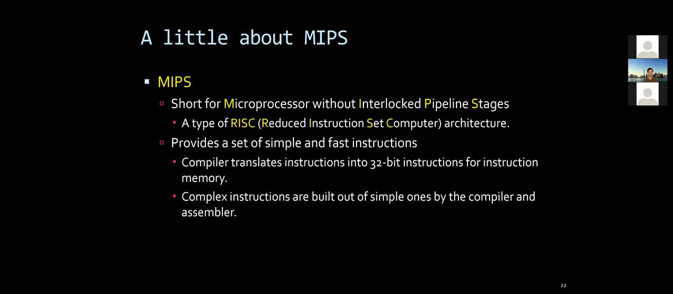Coming back to our lecture, the MIPS architecture provides a set of simple and fast instructions, and the compiler translates instructions into 32-bit instructions for instruction memory. Complex instructions are built out of simple ones by the compiler and assembler. That's a big extra burden for the MIPS compiler.